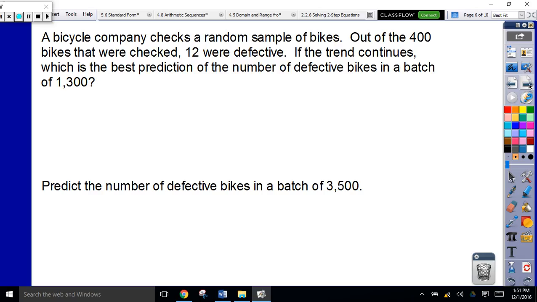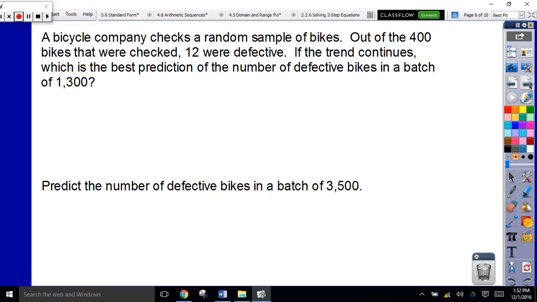All right. Okay, this is similar to what we did in the data section. We did some problems like this, where we wrote proportions and then figured them out. Remember that? It might come back to you here. A bicycle company checks a random sample of bikes. Out of the 400 bikes that were checked, 12 were defective. If the trend continues, what is the best prediction of the number of defective bikes in a batch of 1,300?